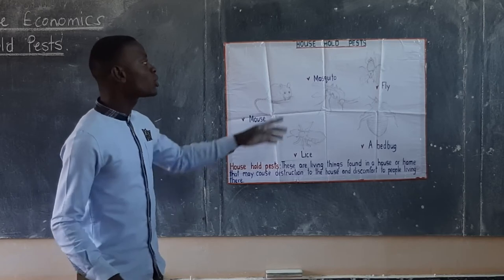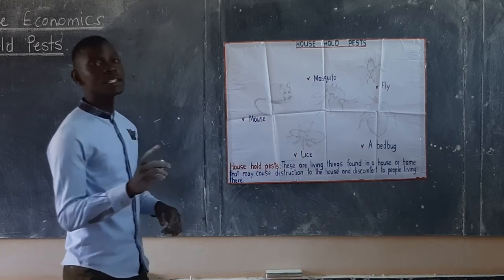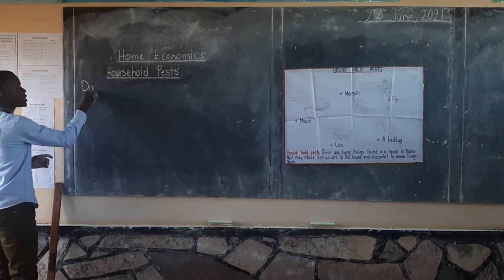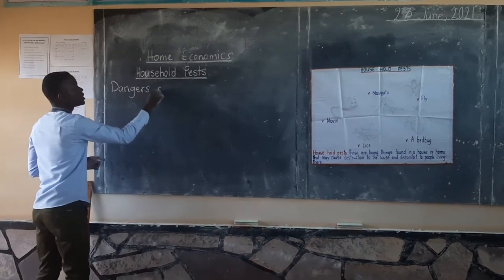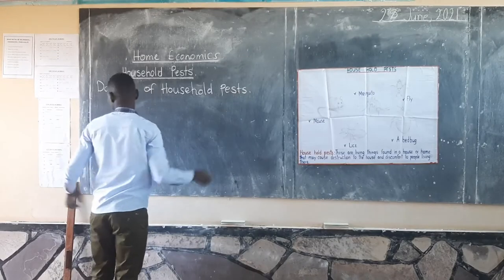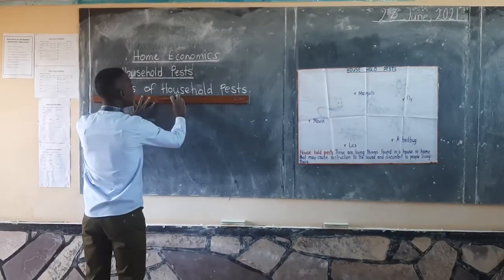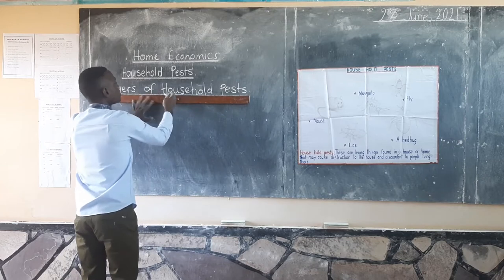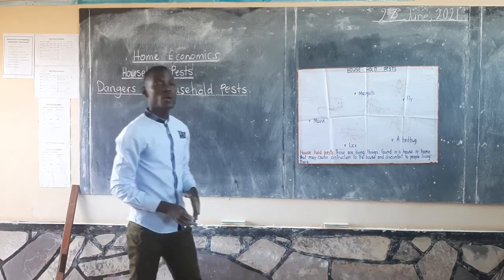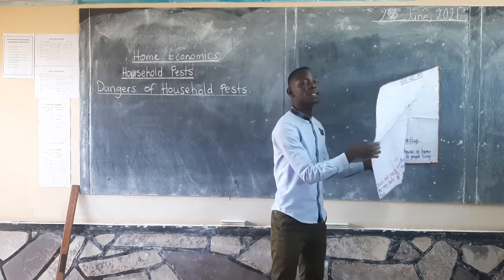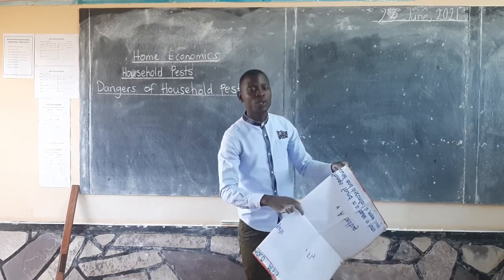Now today, we will not look at examples. Today we will look at the dangers of household pests. That's the main topic we are going to look at today. So I'm urging you to pay attention to the lesson for today and stop whatever you are doing so that you understand whatever we are going to discuss.